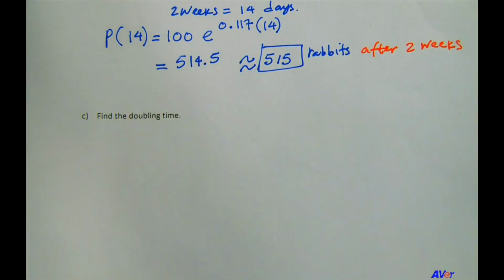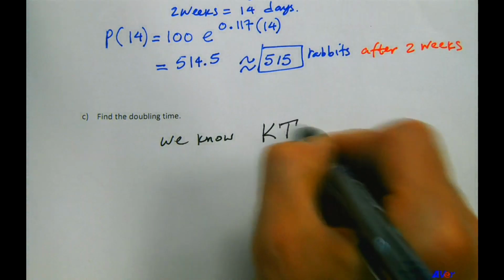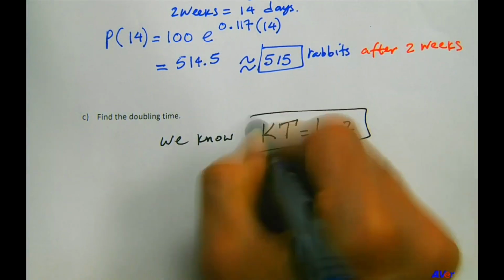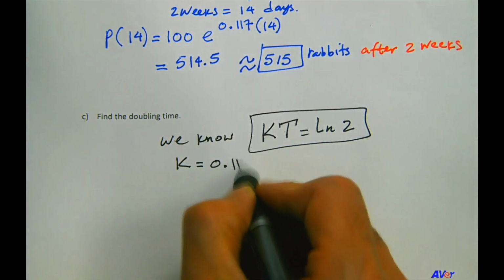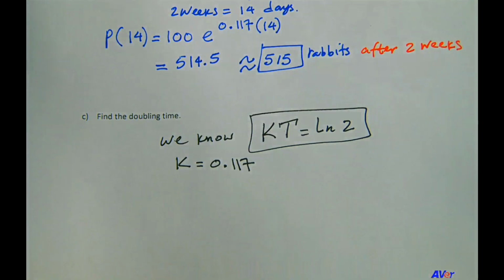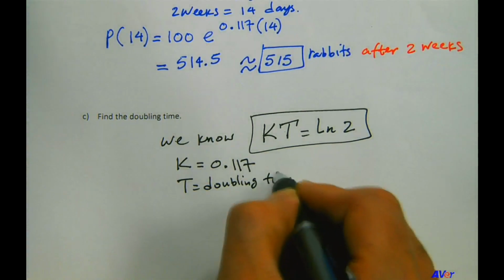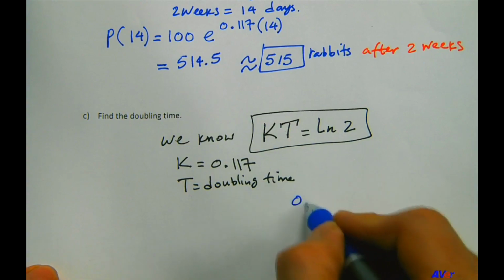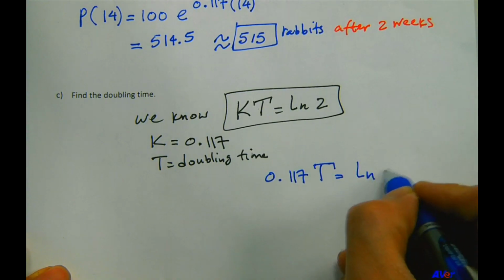So we know that kt equals natural log of 2. We have this formula, right? So in this formula, k is equal to 0.117, right? 11.7%, that's the growth rate. That's k. So let's plug it in, and t is the doubling time. So plugging in, we have 0.117 times t equals natural log of 2.